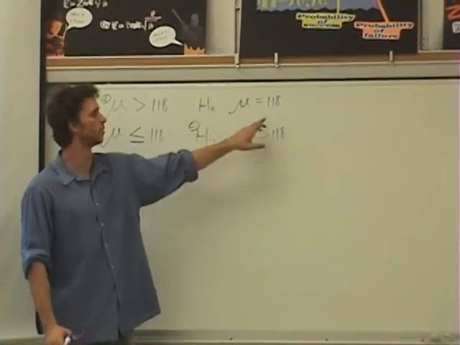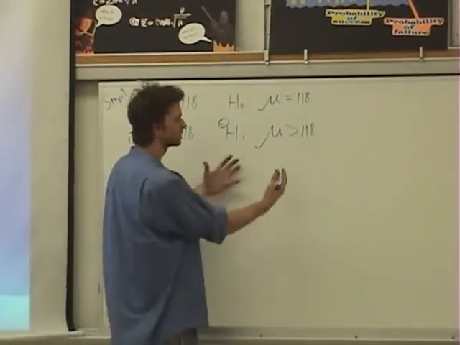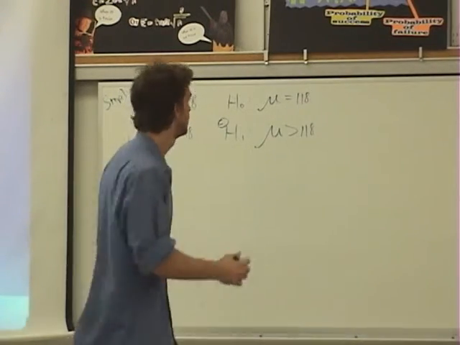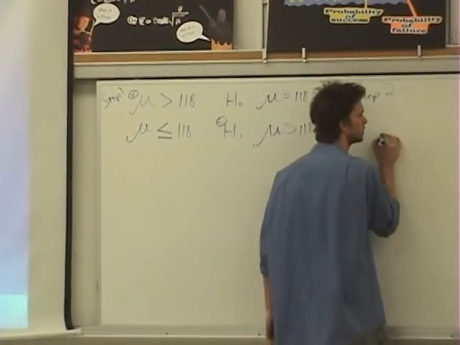Mu is equal to 118 or mu is greater than 118. All right, so that's step 1, we set up our hypothesis. Step 2 is, hey, we've got to set up what our test looks like. We've got to set up our critical values.